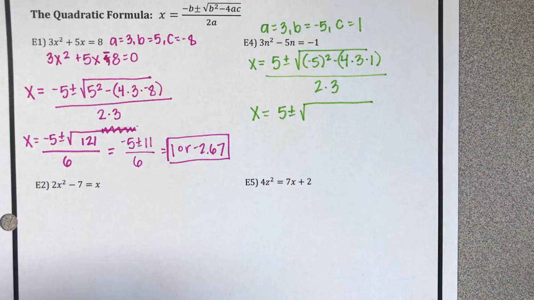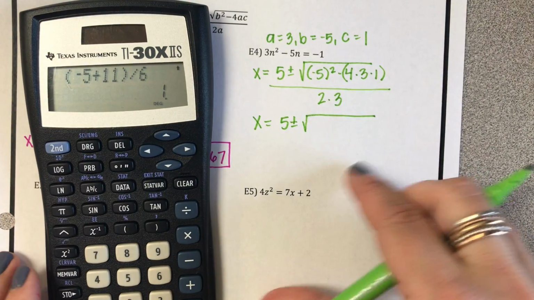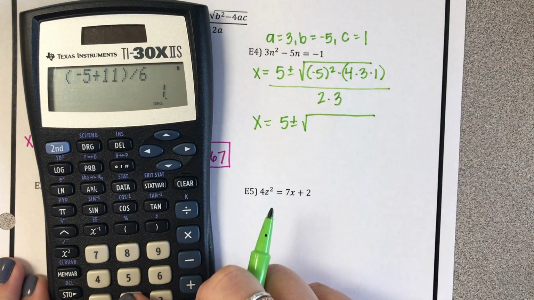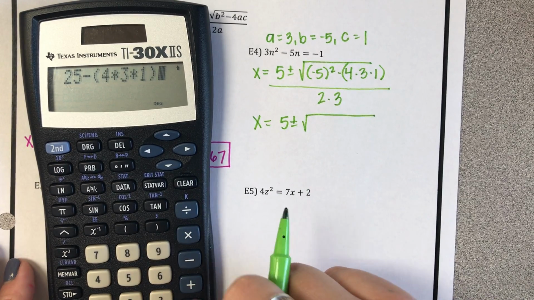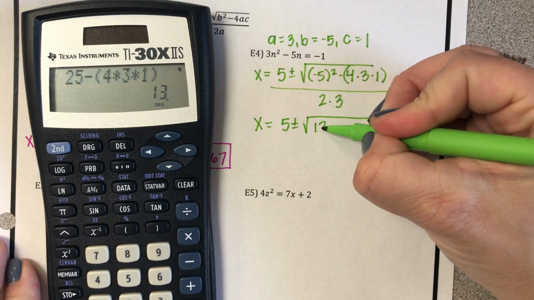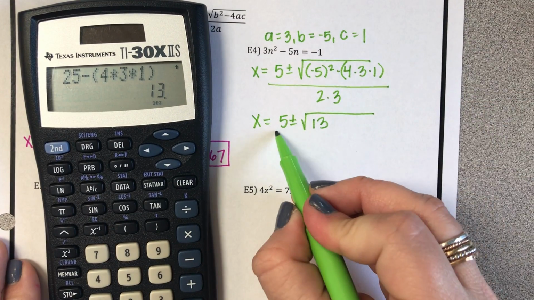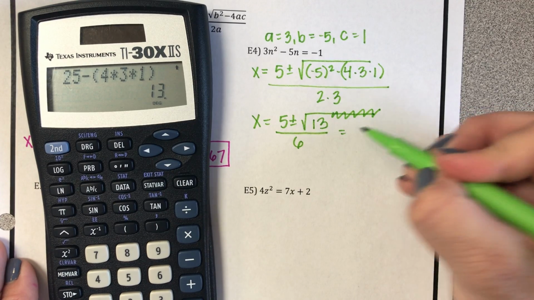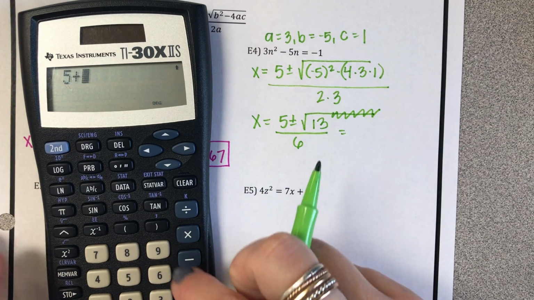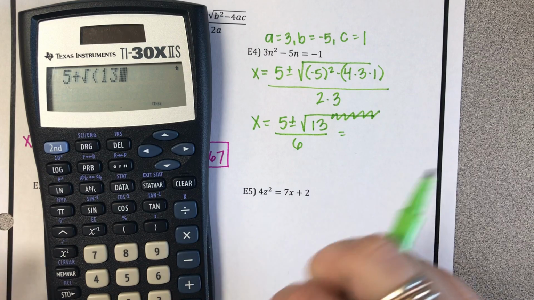So I can use my calculator. I know that negative 5 squared is 25 minus 4 times 3 times 1. So plus or minus... why do I keep making this so big? All over 2a, which is 6. Okay, so 5 plus the square root of 13, right?